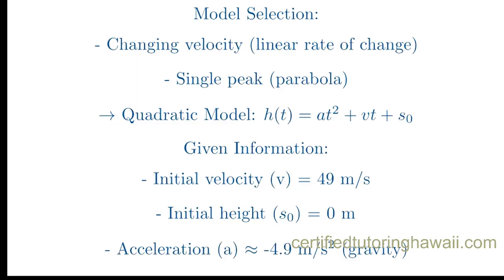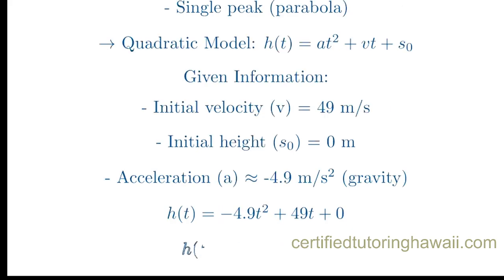The acceleration due to gravity on Earth, a, is approximately minus 4.9 meters per second squared. The negative sign is crucial. It indicates downward motion. Plugging these values into our quadratic model, we get the equation h of t equals minus 4.9 t squared plus 49t. We have successfully selected the appropriate function and created a model.